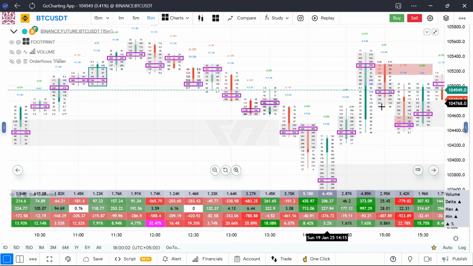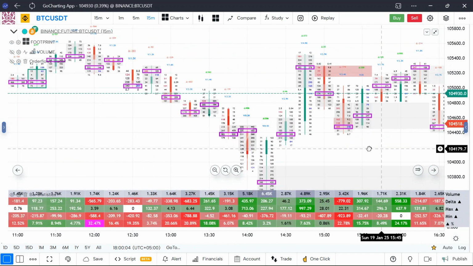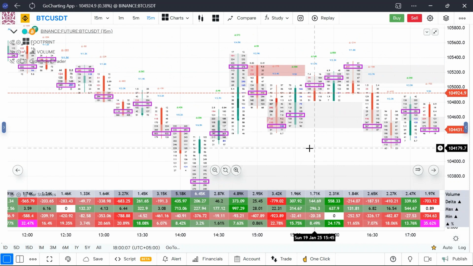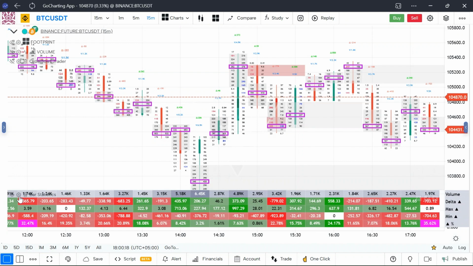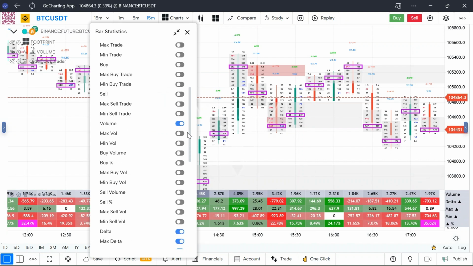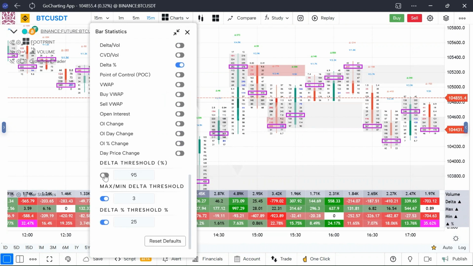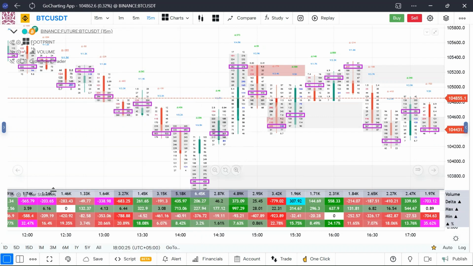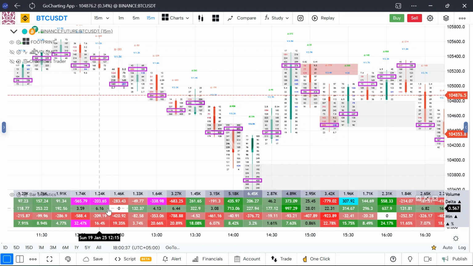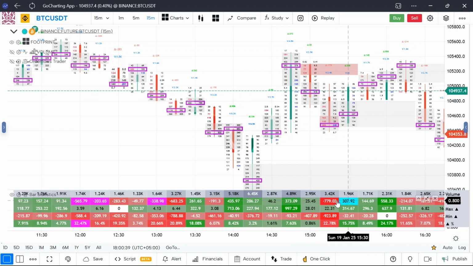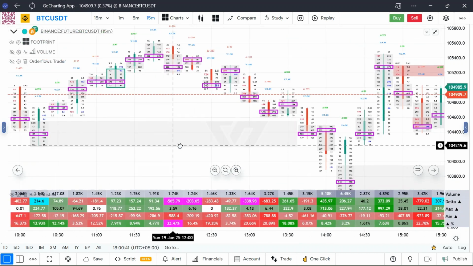You can also add other metrics here, like buy and sell volumes, trades, etc. In bar statistic indicator settings, you can enable other information, and delta percent, and delta min max threshold. It will show you strong delta with very less absorption and higher percentage. Bearish delta and its percentage is shown in magenta color, while bullish delta and its percentage is shown in cyan color.